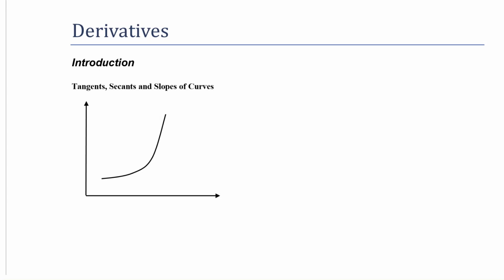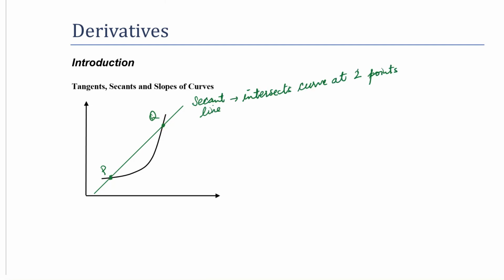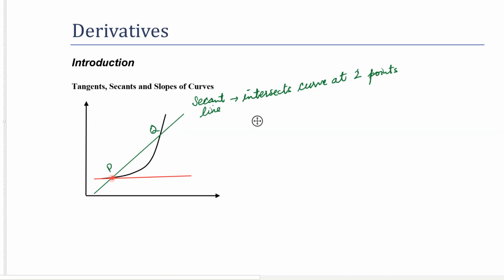Before we jump on to derivatives, I'm going to talk about what is a secant line and what is a tangent line. A secant line is a line which intersects the curve at 2 points. So for example, this line intersects the curve at 2 points. So this is a secant line, and P and Q are the points of intersection of the line and the curve. What about the tangent line? A tangent line is a line which touches the curve only at one point. So for example, the red one is a tangent line.